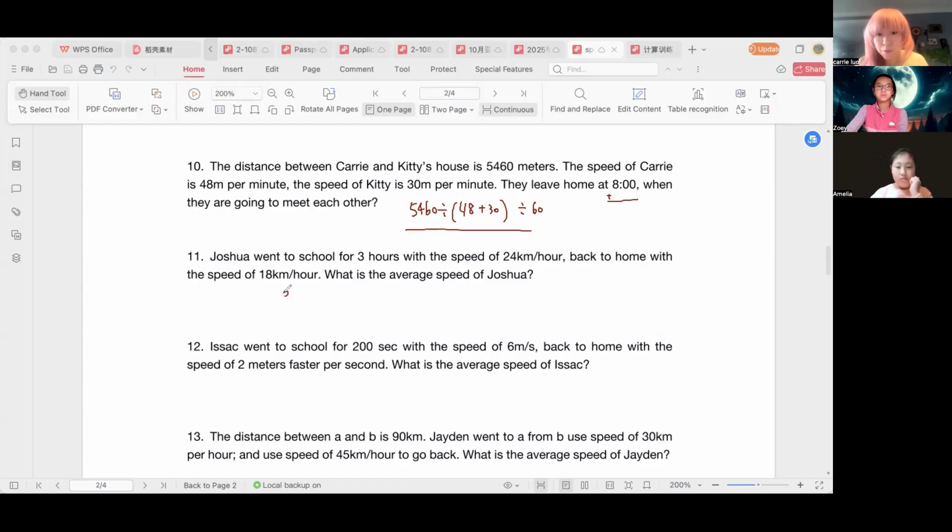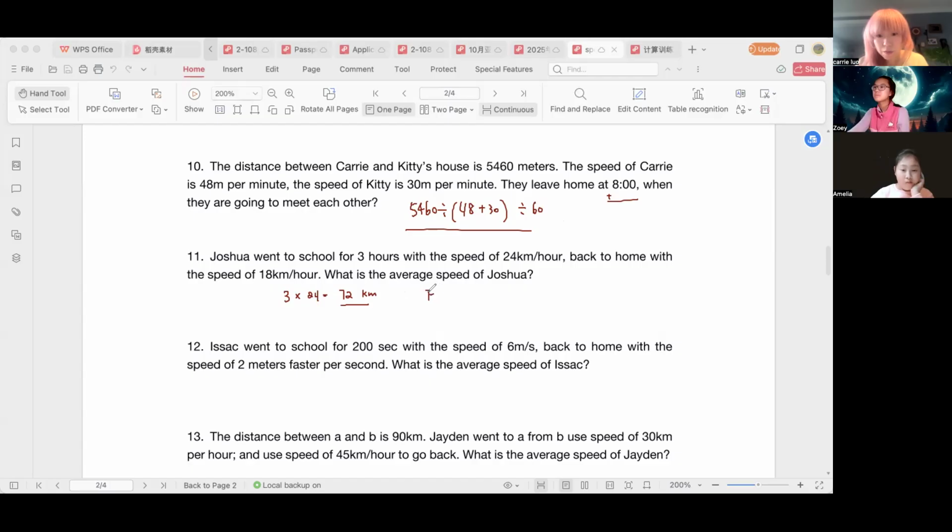Joshua went to school for 3 hours with the speed of 24. So that means the distance between school and house is 72 kilometers. Joshua 每天去学校花3个小时，太可怜了。Joshua 真的是好爱学习啊，对不对？Okay, back home with the speed of 18.